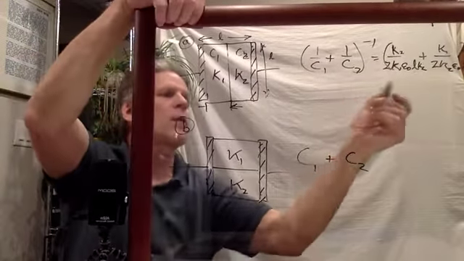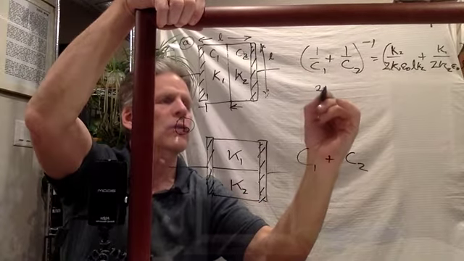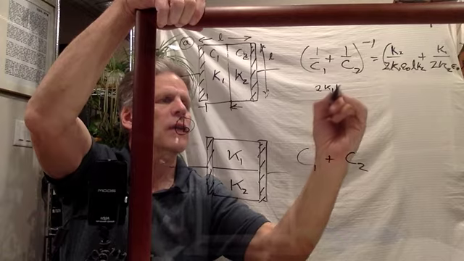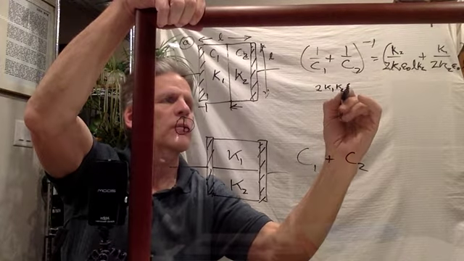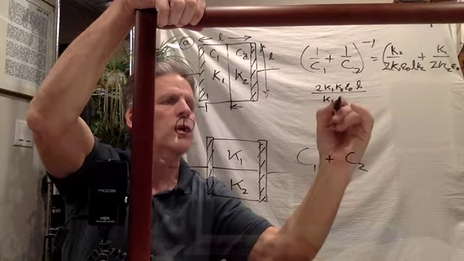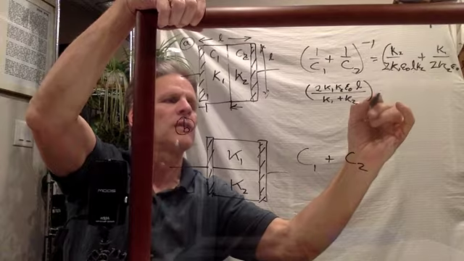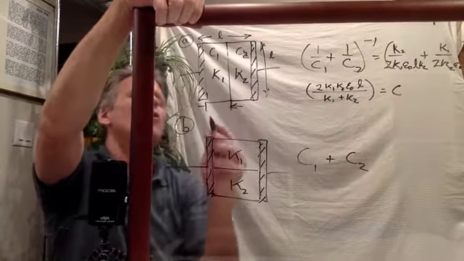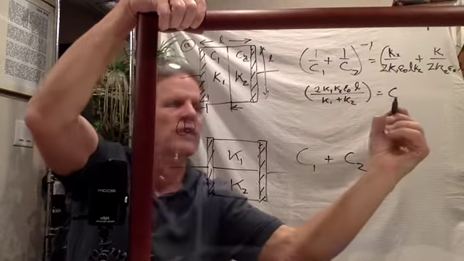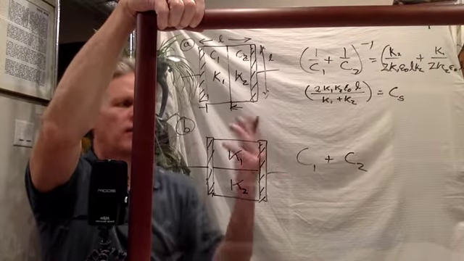Okay, and then we can take the inverse when we add it. So we're going to have this: 2 kappa 1 kappa 2 epsilon 0 L over kappa 1 plus kappa 2. This equals C. I'll go ahead and call this C_S for C series. So our series capacitance is that.